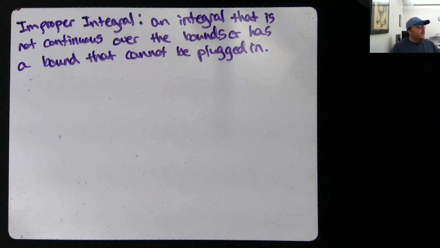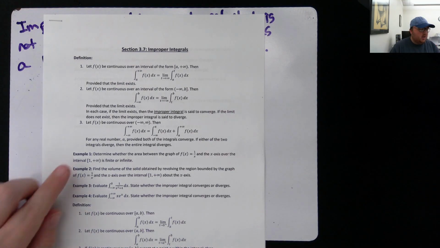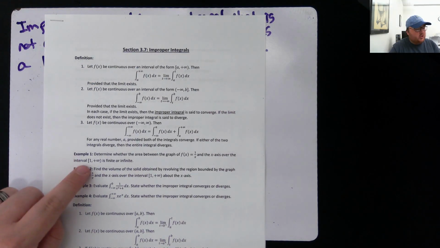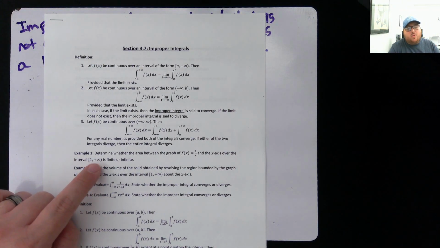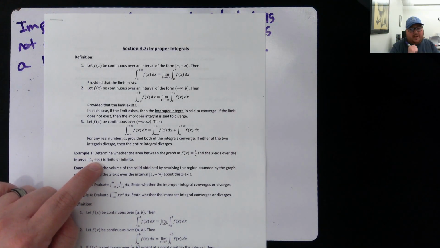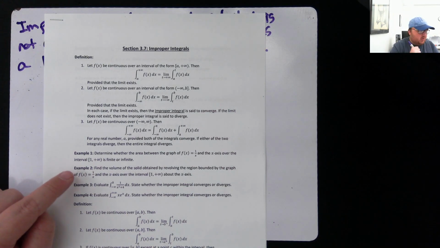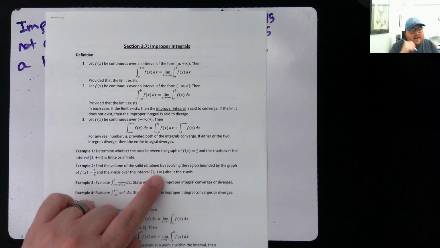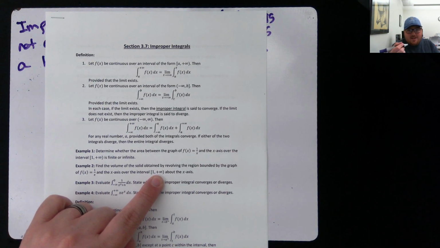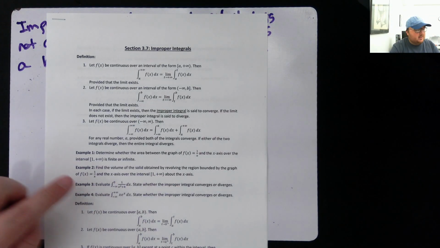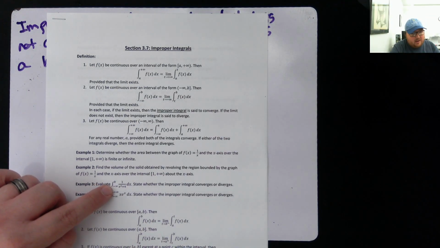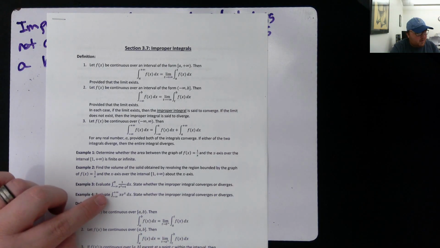Okay, so looking at example number one down here, my bounds are going from 1 to infinity. Well, that's not a number I can plug in. So that's why this one counts. Same thing with example number 2. Infinity is not a number I can plug in, and so that's why that counts. Same thing here. Negative infinity there, negative and positive infinity there.